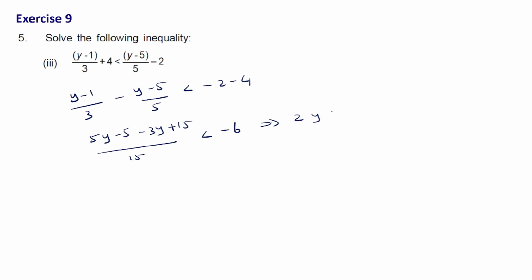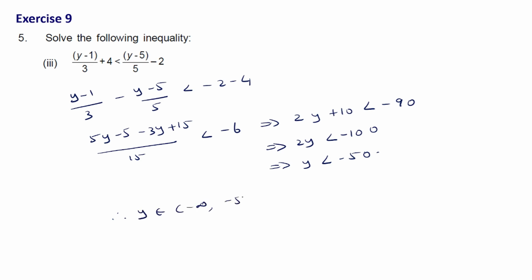So here we have (2y + 10)/15 < -6, since 5y - 3y is 2y, and -5 + 15 is +10. If we cross multiply we get 15 into -6, which is -90. So from this we get 2y < -90 - 10, which is -100, or we have y < -50. Therefore, y belongs to the open interval (-infinity, -50). So this is the solution for this inequality.